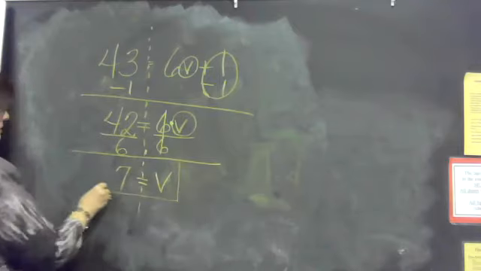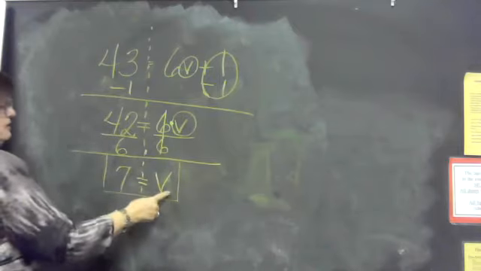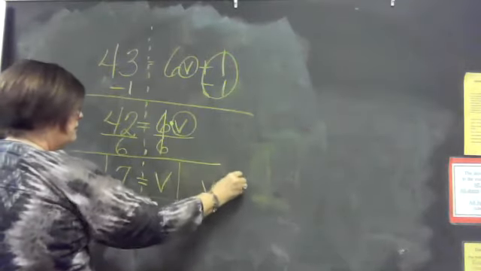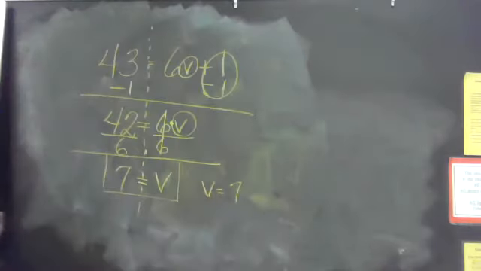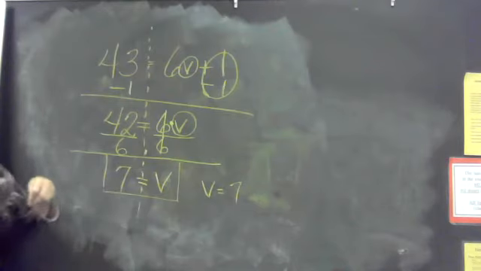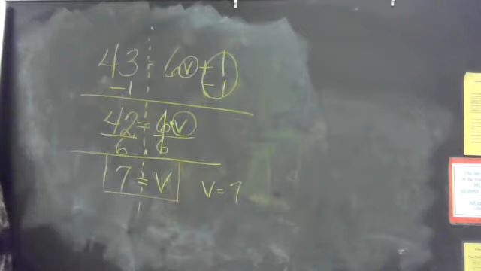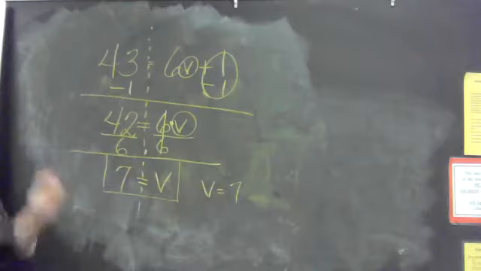Notice that the variable's on this side, it doesn't matter. The answer on the back probably says V equals 7. I don't know if it does, but do y'all see? There's nothing different with what you do. You're just doing more of it. These are called two-step equations because you have to get rid of more than one thing to get the variable by itself. Any questions on this one?